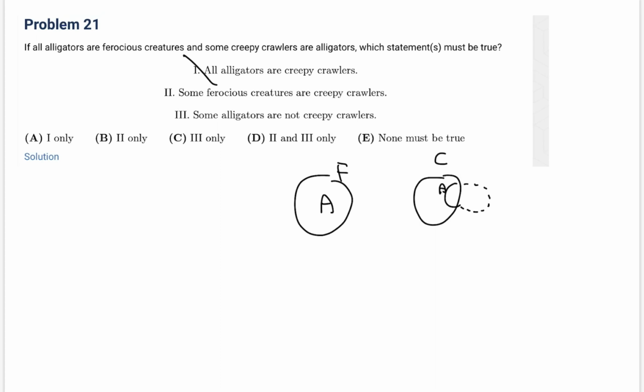2, some ferocious creatures are creepy crawlers. Since all alligators are ferocious creatures, then these creepy crawlers that are alligators must also be ferocious creatures. So this must be correct, so 2 is right. Number 3, some alligators are not creepy crawlers. We don't know that for sure because this might or might not exist. It could be the case that all alligators are creepy crawlers, and this would be wrong. So number 3 would be wrong because we don't know. So it's 2 only, it's B.